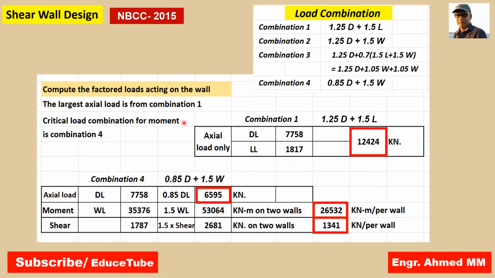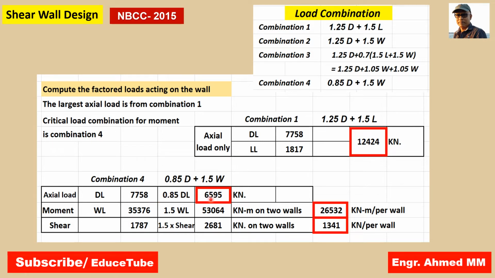Critical load combination for moment is combination 4. Why does it say that? Because this load combination 4 will require the most reinforcement, because it has the smallest axial load. Look at 0.85D.